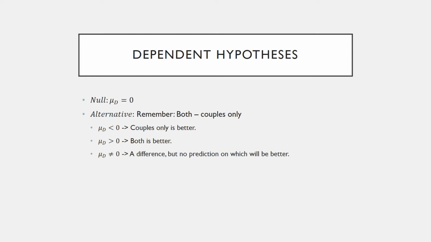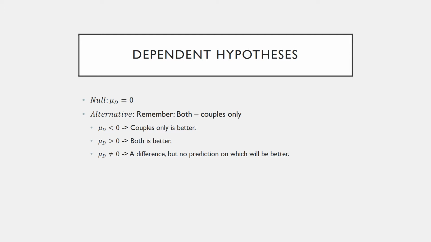So if everyone's exactly the same, then you're going to get an average of 0, and that means that there's no difference. But we're trying to prove this wrong, and so our alternative could be one of these three things: that the difference score is less than 0, the difference score is greater than 0, and then the difference score is just not equal. So we say that there's a difference, but we don't really say in what direction. So we have to remember how we subtracted to pick this. So I want to say that having both is better than just the couples only.